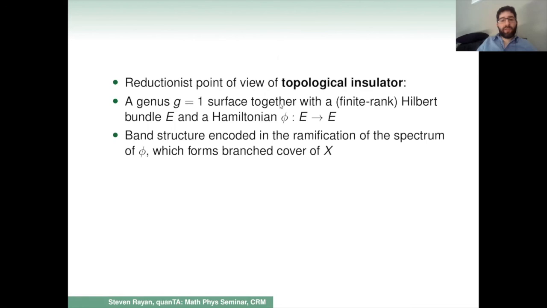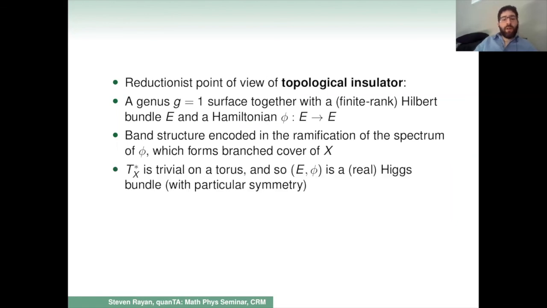And the way in which this branches tells you, if I look at the electrochemical potential, or if you like the Fermi level, and how that compares to the branching, I can say whether this is an insulator or not. Well, on a torus, the cotangent bundle is trivial. And so this data of E and phi looks awfully like maybe a real Higgs bundle with a particular symmetry that makes it a bona fide Hamiltonian.